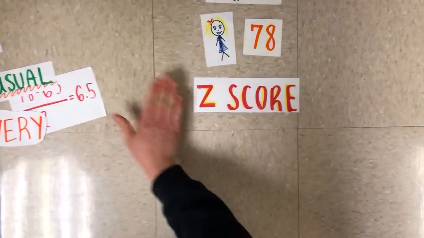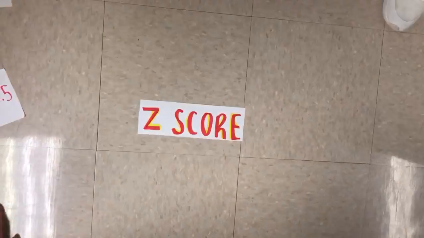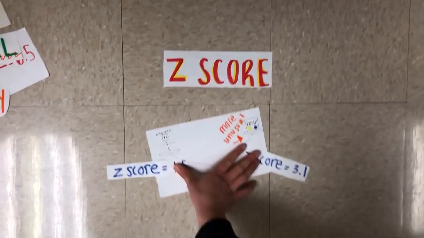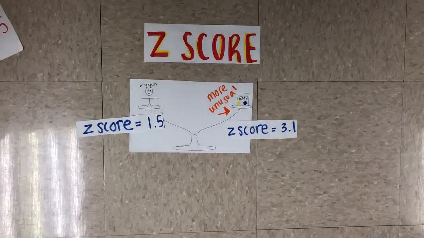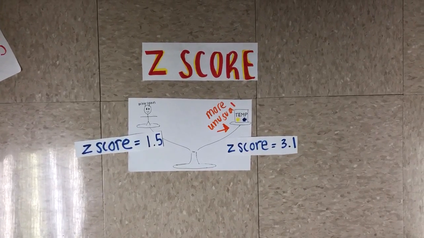Z-scores allow us to compare things that are measured differently on the same scale. By evaluating their z-scores, it puts them on the same scale and you can see which is more unusual.